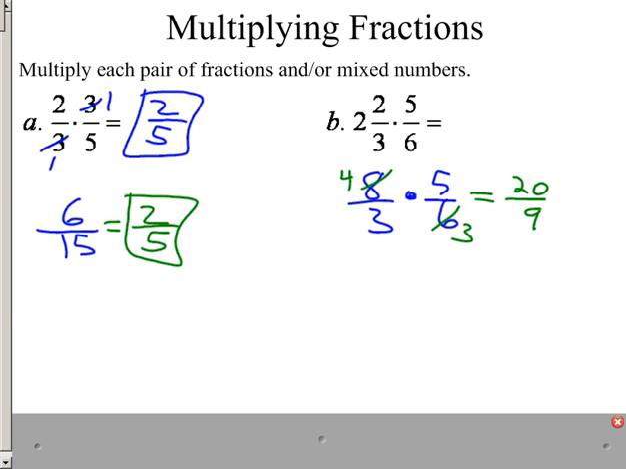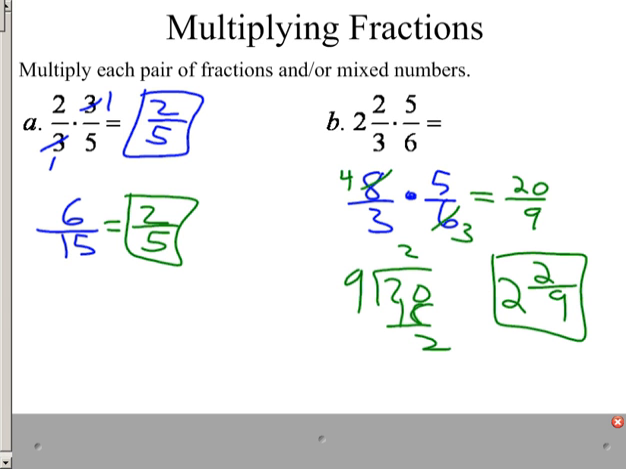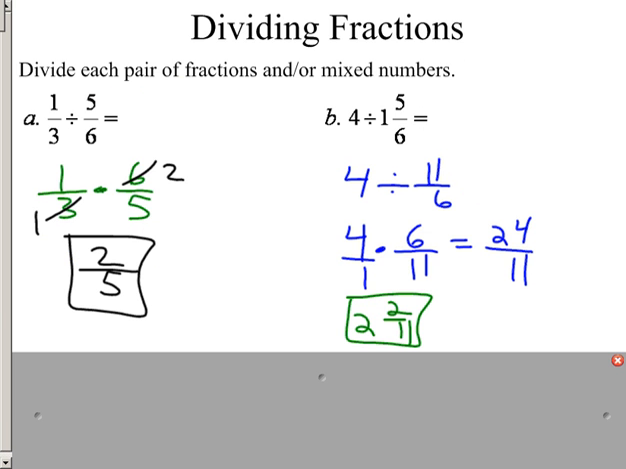Maybe the answer will be left as an improper fraction. But if it's not, then we have to say 9 goes into 20 twice, with the remainder of 2. So we get 2 and 2/9. That's how we do that one by hand. But you don't have to do it by hand. You can use the calculator. Okay? I think I've shown you on the calculator enough. If you go 1/3 divided by 5/6, same thing. Let's go to the last slide.